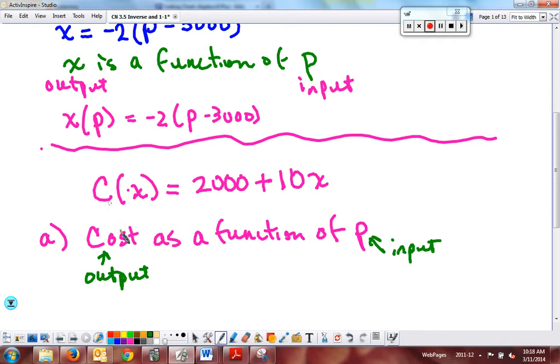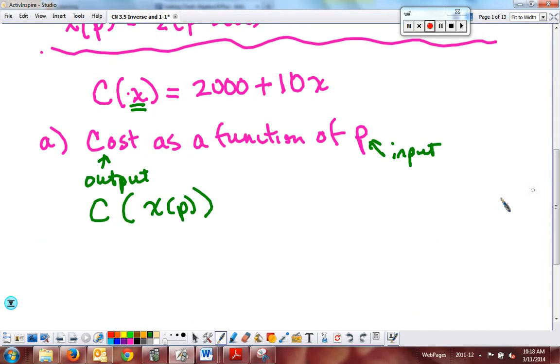The x of p function. If I were to do cost as a function of x of p, basically I'm just renaming this, okay, into this. And that is C of P. That's what my point is going to be. That really, what is this resulting in?